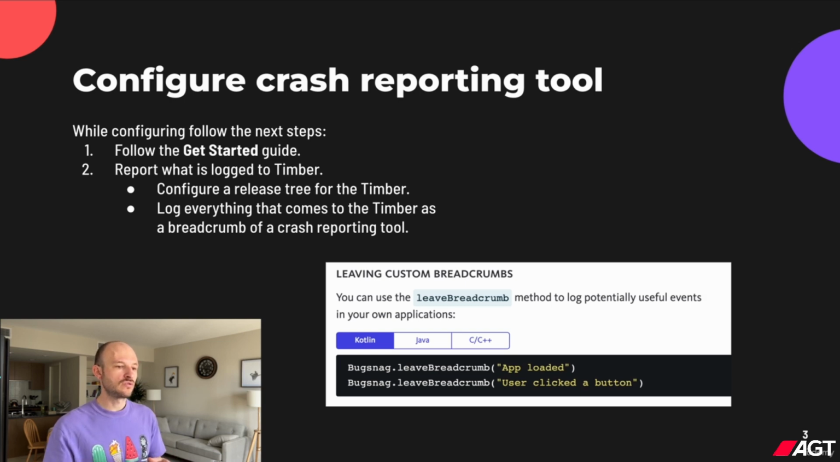Report what is logged to Timber. To do that, first, configure a release tree for Timber, and second, log everything that comes to Timber as a breadcrumb of a crash reporting tool. Breadcrumb is a log that is added to the crash reporting tool on purpose.